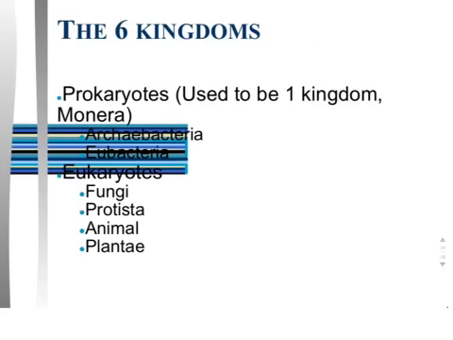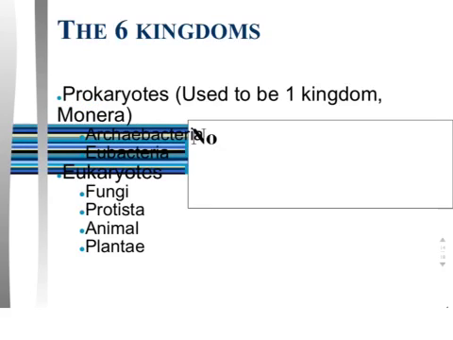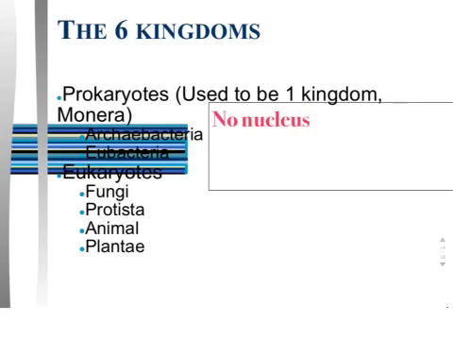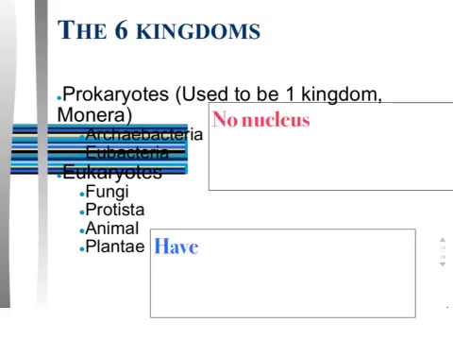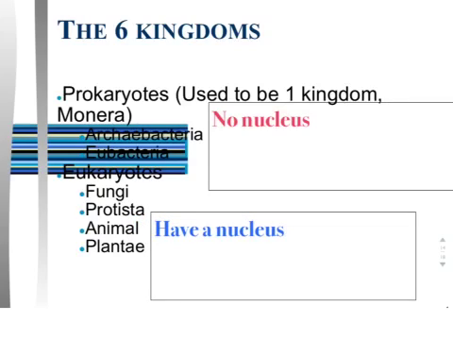Next, your kingdoms. You need to know the 6 kingdoms and the characteristics of each. I'm going to be making separate videos on each one of these. First, you have your prokaryotes. Pro means no nucleus. Your 2 prokaryotes are your archaebacteria and your eubacteria. Your eukaryotes, on the other hand, have a nucleus. The 4 eukaryotic kingdoms are your fungi, your protists, your animals, and your plants.